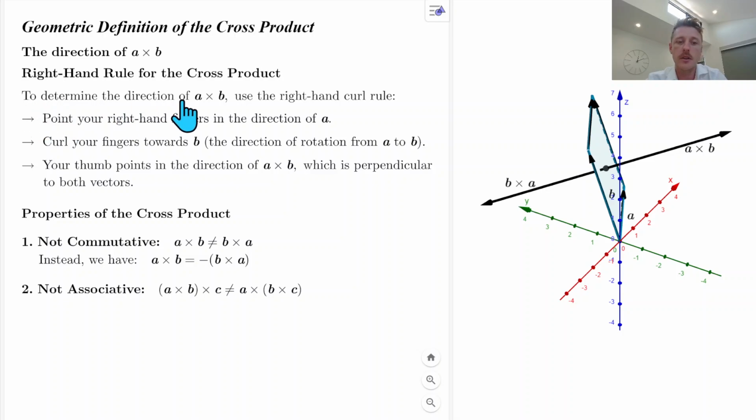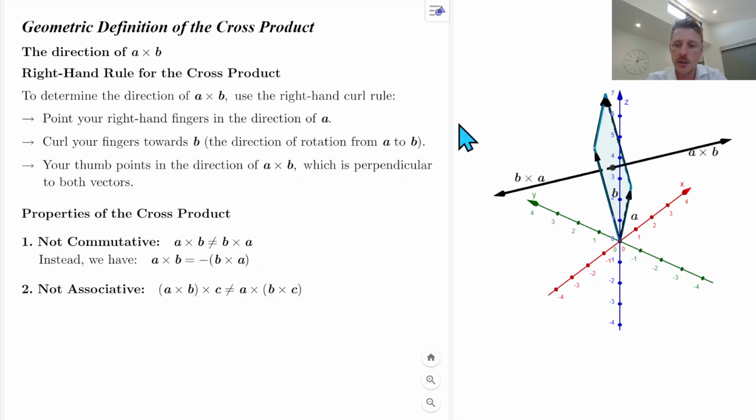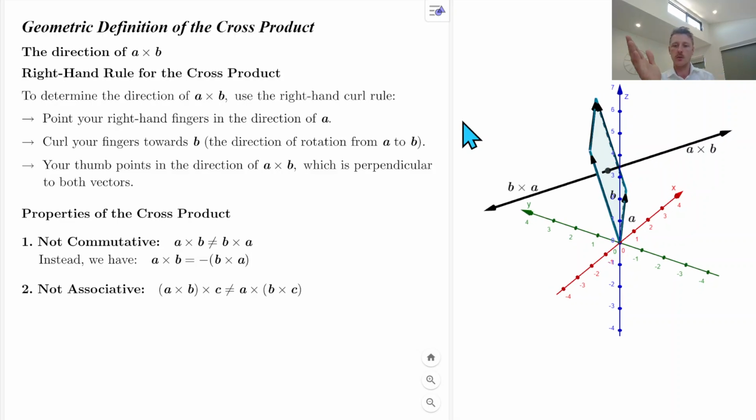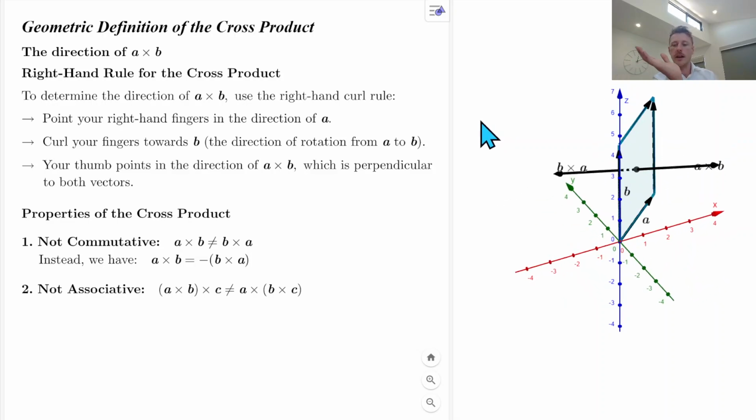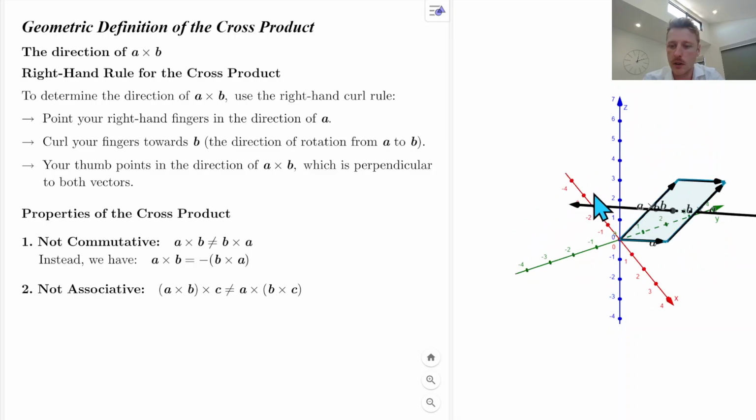So to determine the direction of A cross B, use the right-hand curl rule. Point your fingers in the direction of A. You can do this on the screen. Point your fingers in the direction of A, and then curl your fingers towards B. So when we're doing A cross B, we're going like this, and we can see it's out of the page. And when we do B cross A, we're going the other direction. We point our fingers in the direction of B, and then curl towards A, going into the page. So that's why B cross A goes in the opposite direction. Your thumb points in the direction of A cross B, which is perpendicular to both vectors.